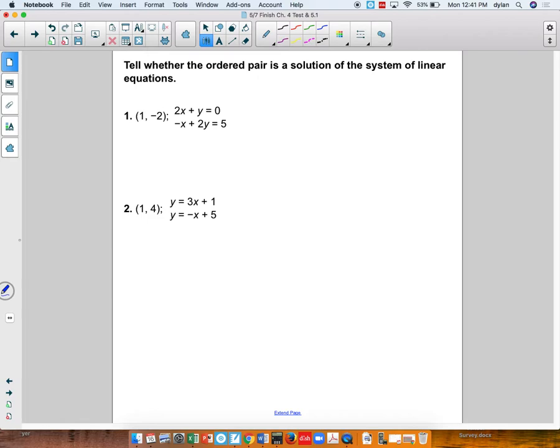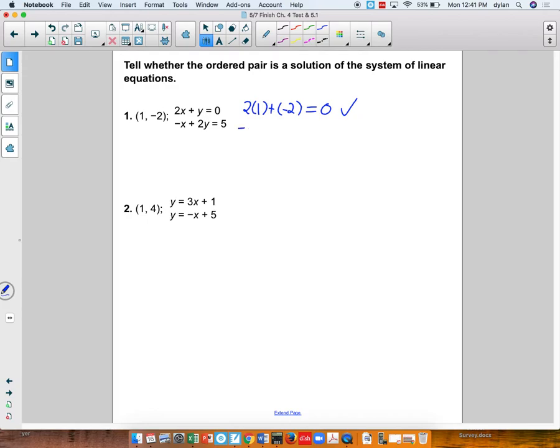So let's plug this in. x is 1, y is negative 2. So we have 2 times 1 plus negative 2. 2 times 1 is 2, plus negative 2 is in fact 0. So that works.